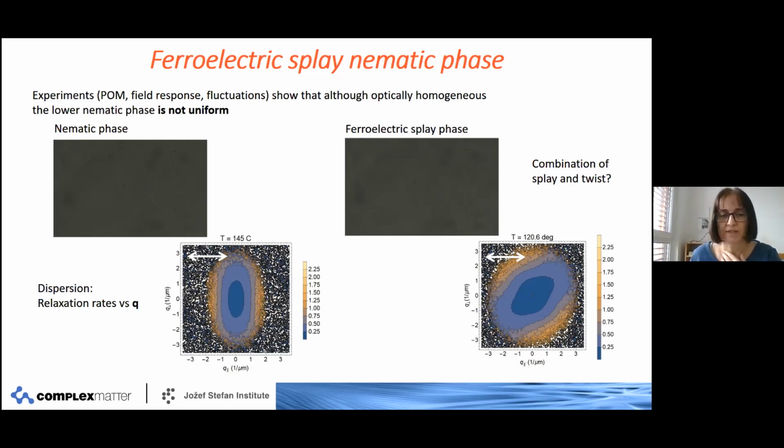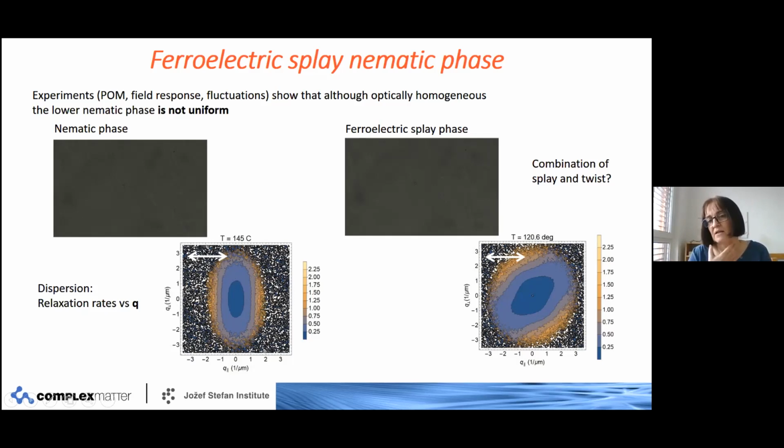We don't know what it is, but this rotation can be nicely seen in the dispersion of the orientational fluctuations, so the dependence of the relaxation rates versus the wave vector, which in the upper phase is, as expected, symmetric with respect to the rubbing, so the direction of the director in the upper nematic phase, which is denoted here with these white arrows. While in the lower nematic phase, it's rotated by a non-negligible angle.